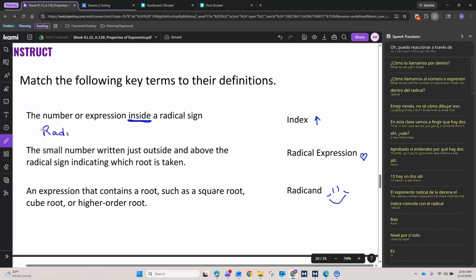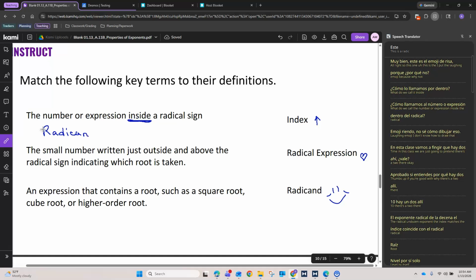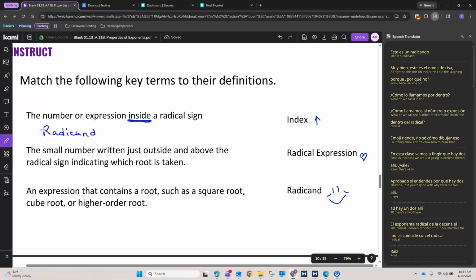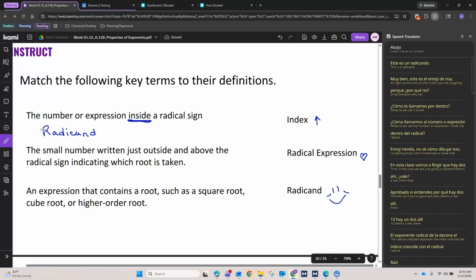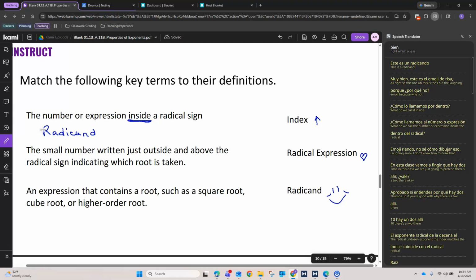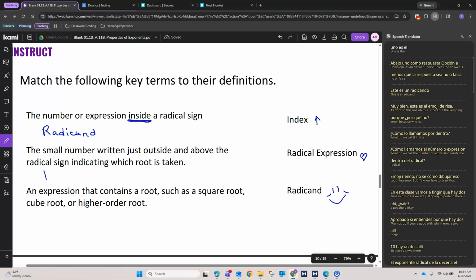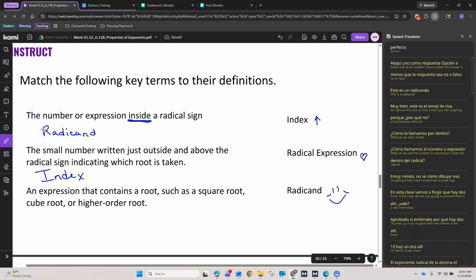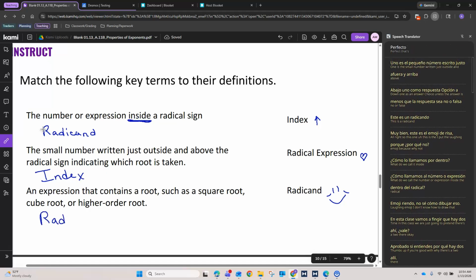I don't like using the thumbs down one as an answer choice unless the answer is no or false. Right? Which one is the small number written just outside and above? Perfect. That's our index. And then, of course, the last one is radical expression.